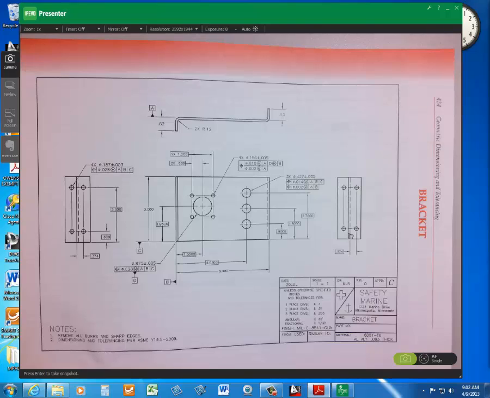So 0.880 is your least material condition, right? So how much do we add to our position tolerance? How much? 0.010. Right, 10 thousandths. Okay? All right? We've done this a bunch of times.